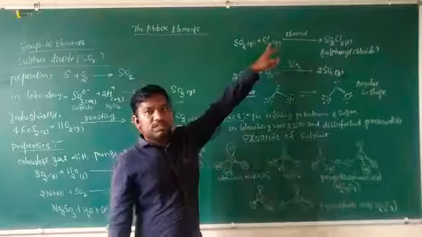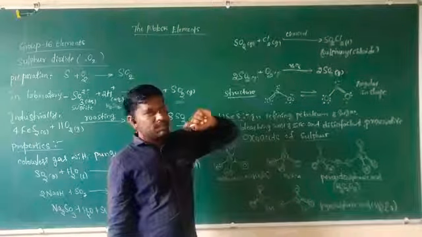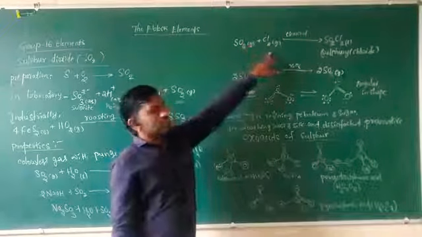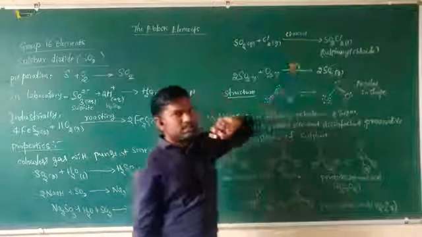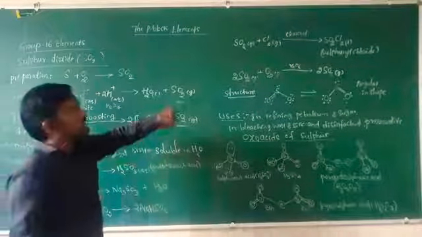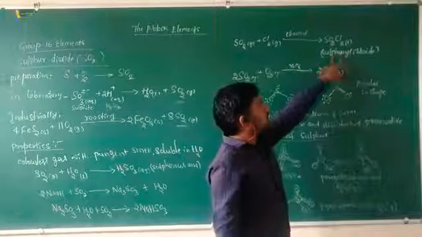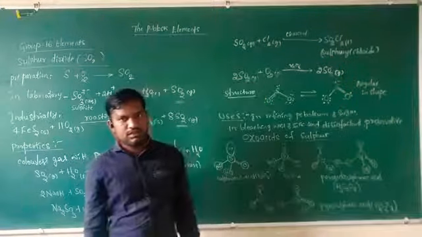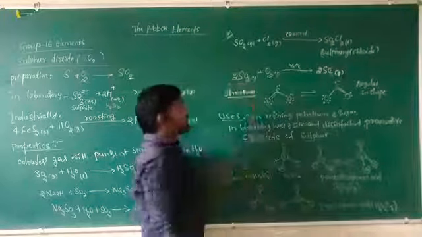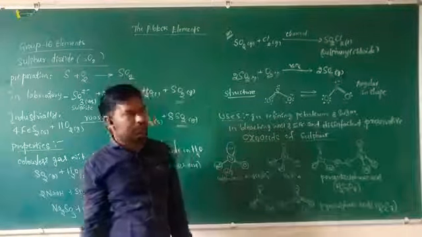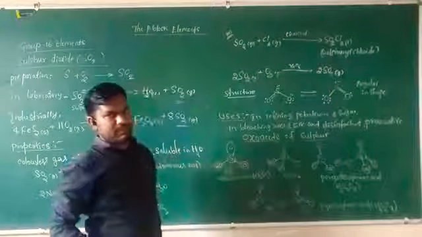What happens when chlorine gas reacts with sulfur dioxide? When chlorine gas, Cl2, reacts with sulfur dioxide gas in the presence of charcoal, where charcoal acts as a catalyst, it converts into SO2Cl2. It is called sulfuryl chloride. This is important. I may ask you for 1 mark: what happens when chlorine gas reacts with sulfur dioxide to form SO2Cl2? Let's write the name and formula.